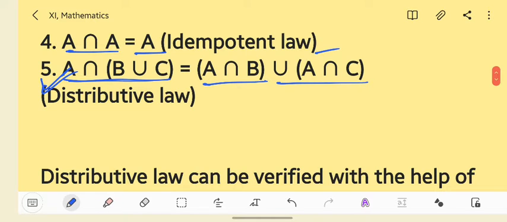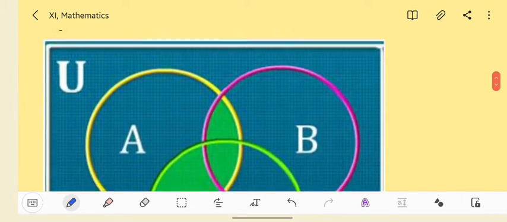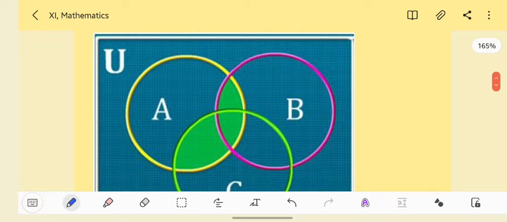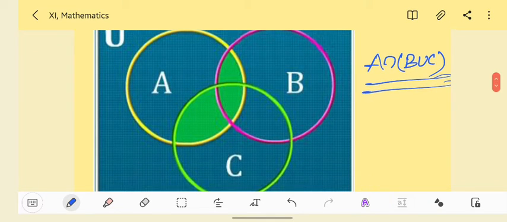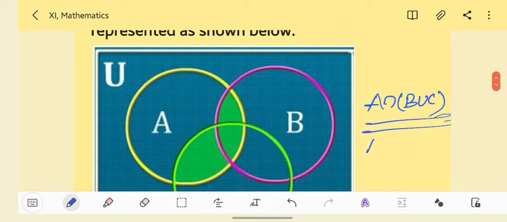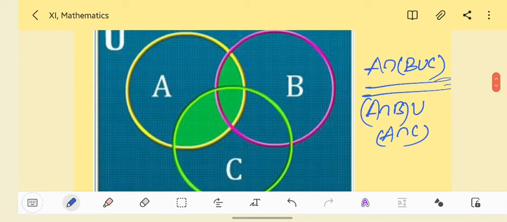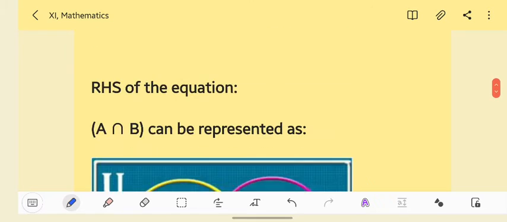So first of all, we'll take the LHS part. LHS looks like this. The Venn diagram for LHS, A intersection (B union C), looks like this. Okay. The same value when calculated, like (A intersection B) union (A intersection C), should look the same. So first of all, we'll see the right hand side, A intersection B, how the figure looks.